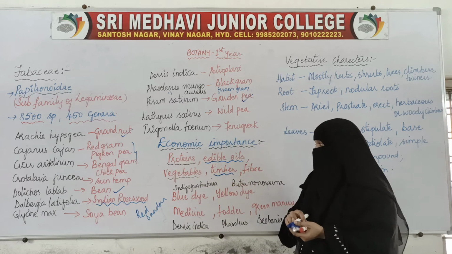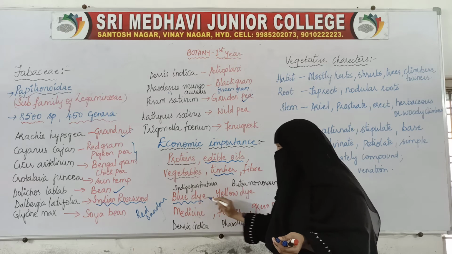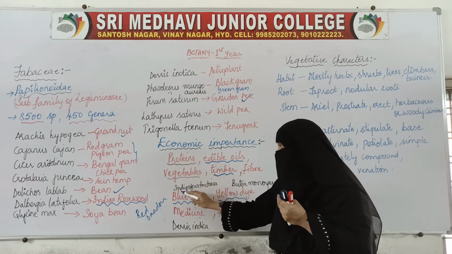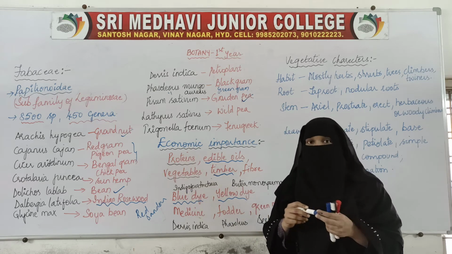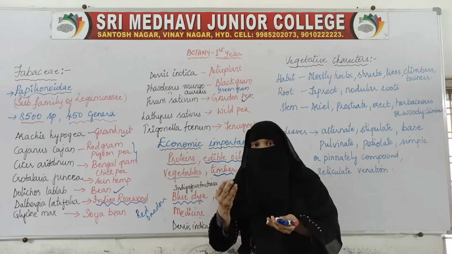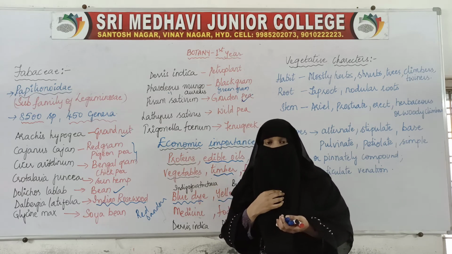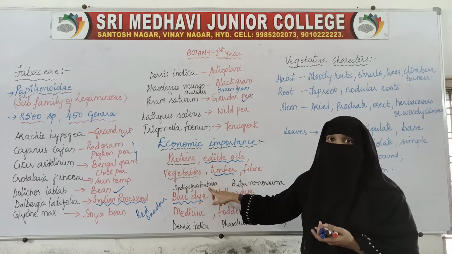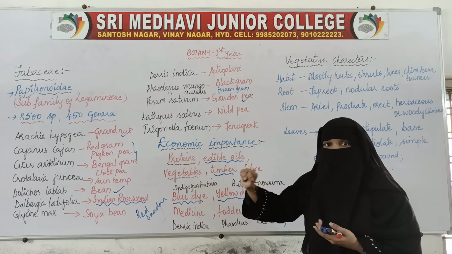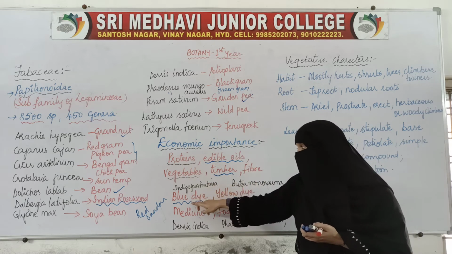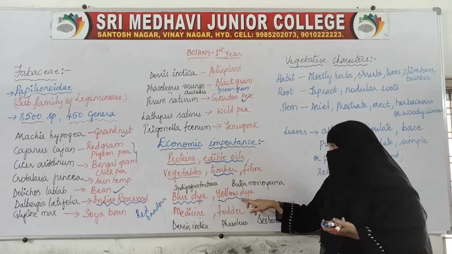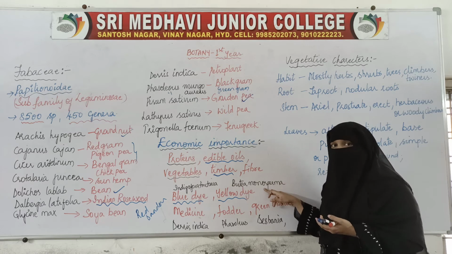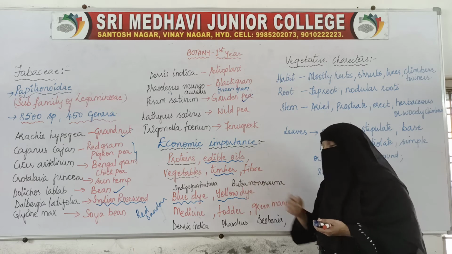Okay, then we get dyes. We get blue dye and yellow dye. Blue dye we get from a plant called Indigofera tinctoria. Dyes are nothing but substances which give color to other substances. This is a plant which belongs to the Fabaceae family, so from this family we get blue color dye. We also get yellow color dye from Butea monosperma.